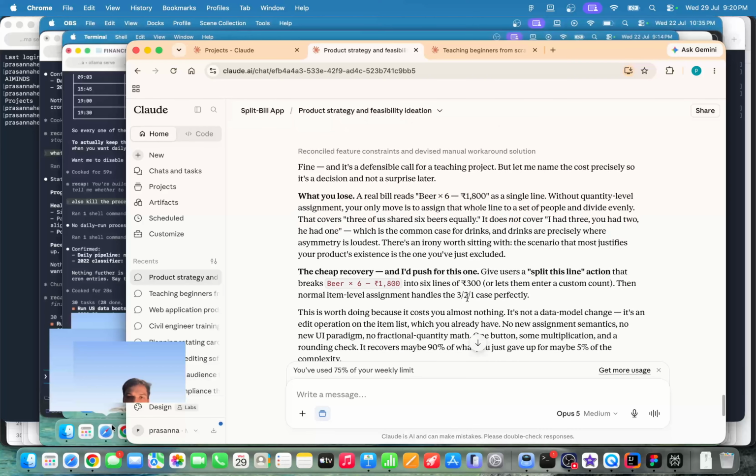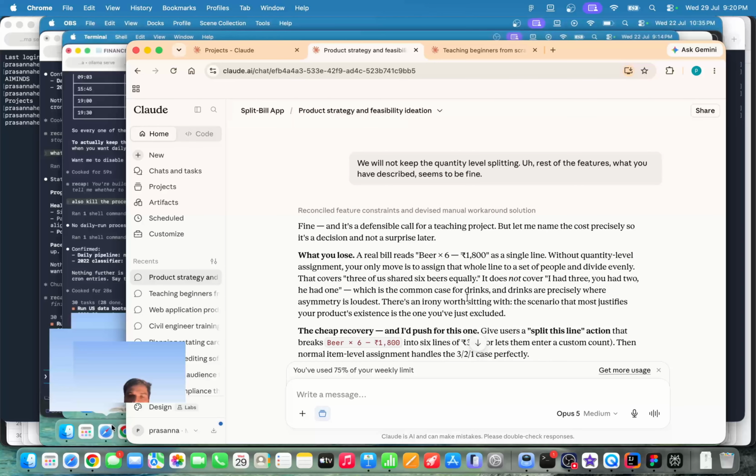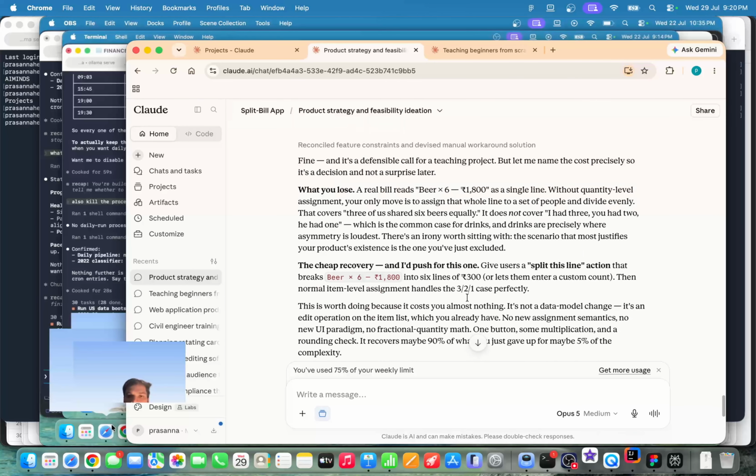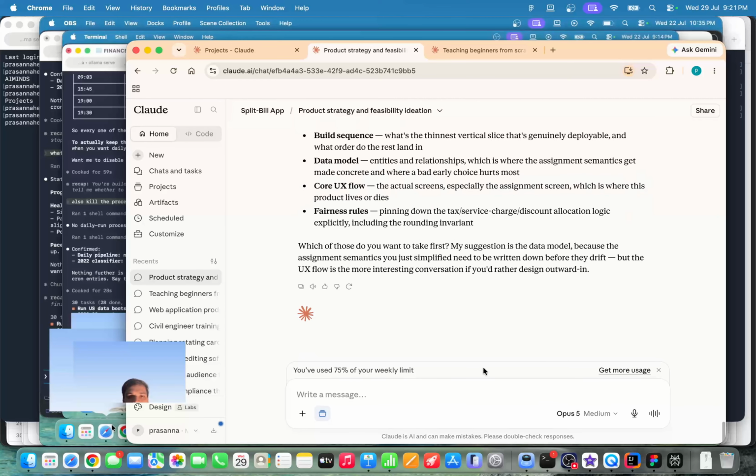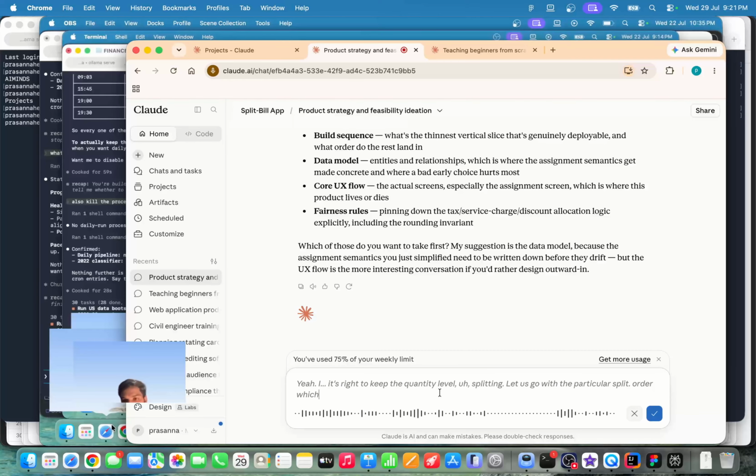It's pushing me back on the thing I told it, that I don't want to keep the quantity level splitting. It is telling me to keep the quantity level splitting. I think it's better to keep it. Let me add it. Yeah, it's right to keep the quantity level splitting. Let us go with the particular split order which you give.